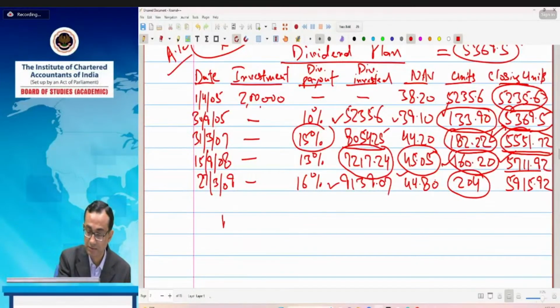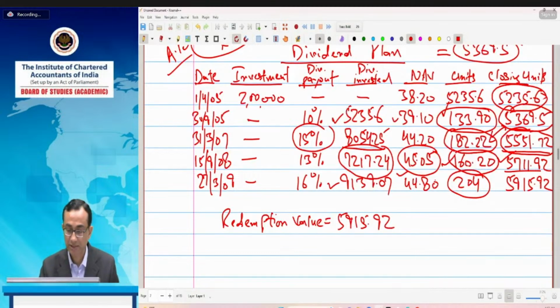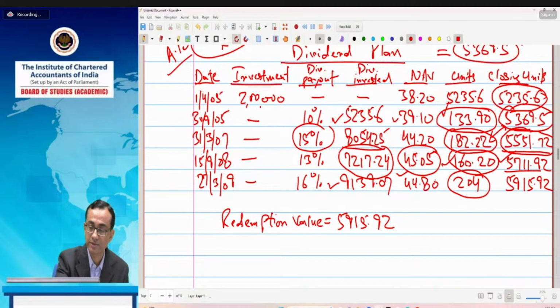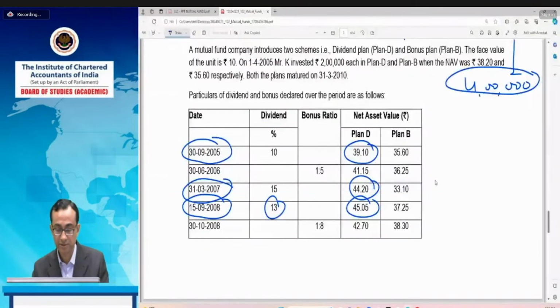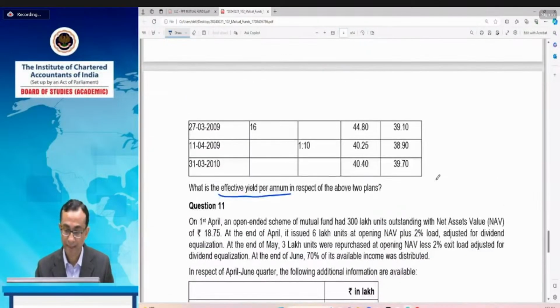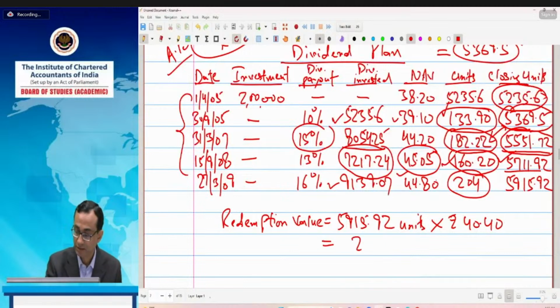Now we will calculate the redemption value. So total closing units, 5915.92 on 2009. Please note that the investment took place on 1st of April 2005 and continued till 2009. So 5915.92 units into the NAV on the redemption date, which is given in the question itself. NAV on the redemption date 31/3/2010 is 40.40. So we multiply it by 40.40. The figure arrived at is 2,39,003.17. It is the total amount.